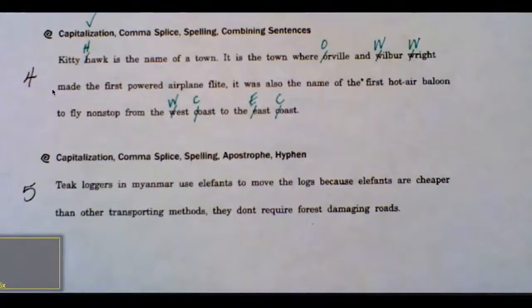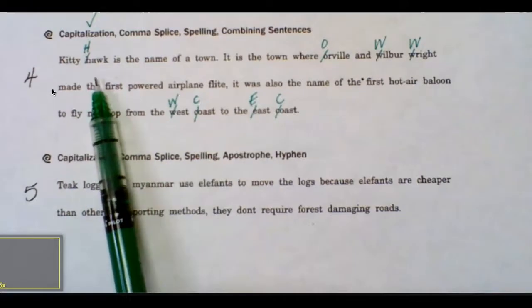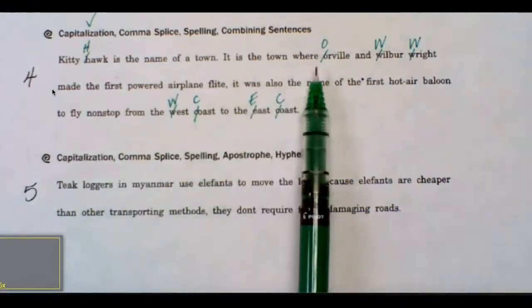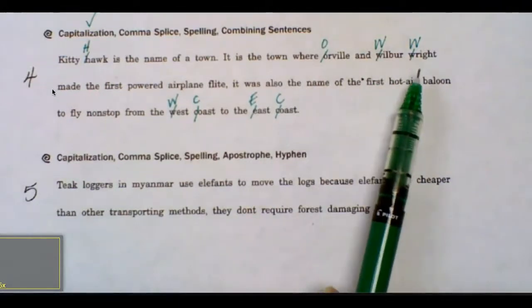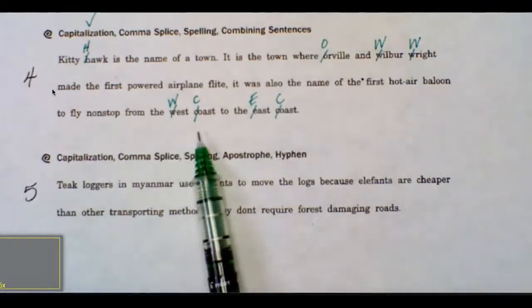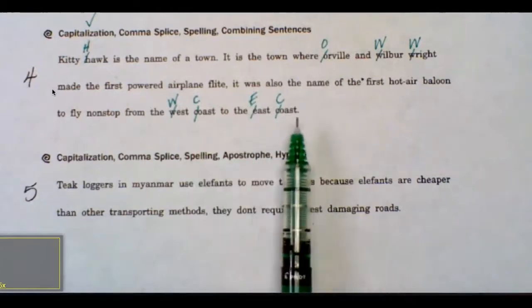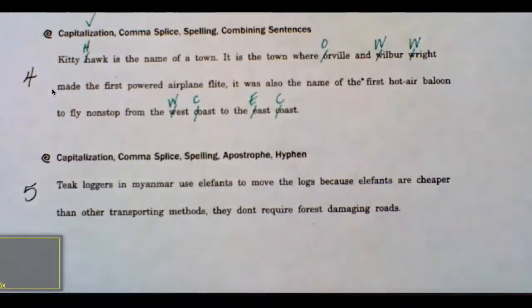So we need to correct all of our proper nouns by capitalizing them. So we've capitalized Hawk, Orville, Wilbur, Wright, West Coast, and East Coast. That would take care of our capitalization errors.